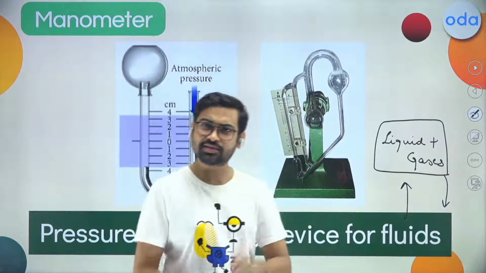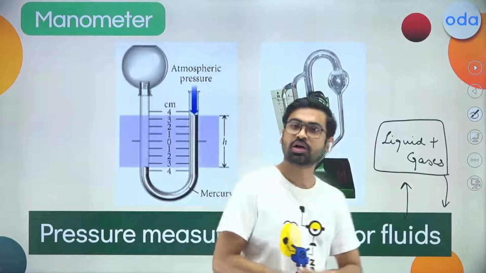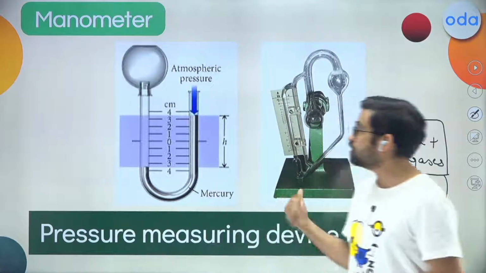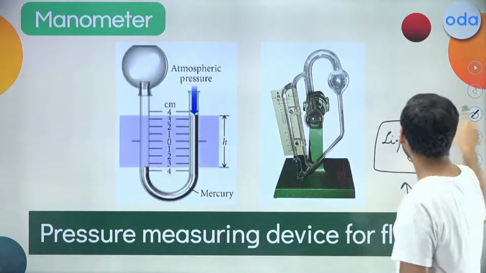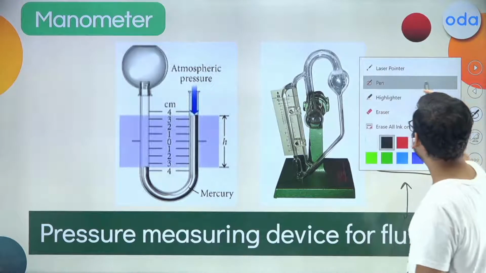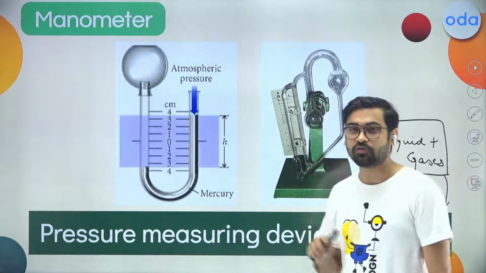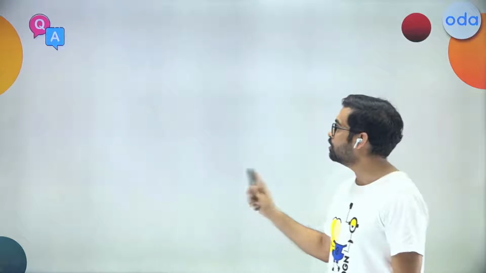You must have had gas cylinders at your home, those red colored ones. You can measure the pressure using a manometer. How is something we'll talk about later, but you can just remember this is the instrument that you would be looking for whenever you want to calculate the pressure.